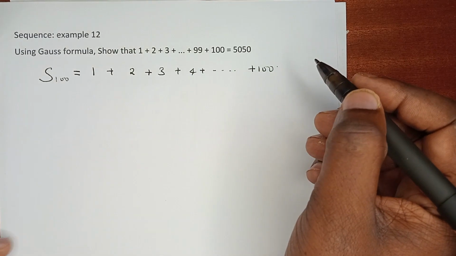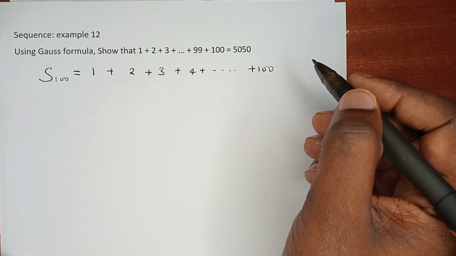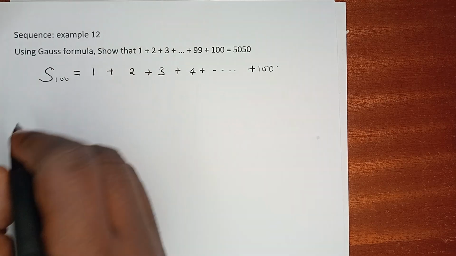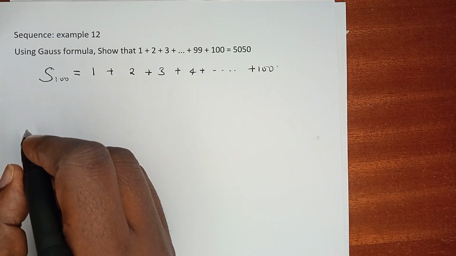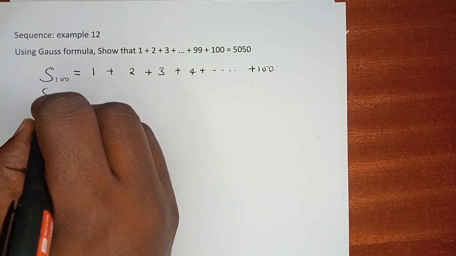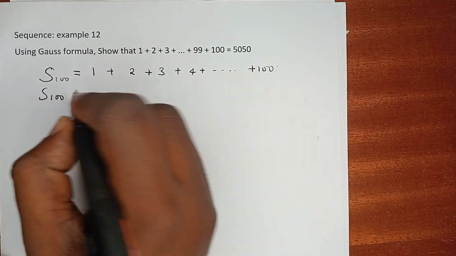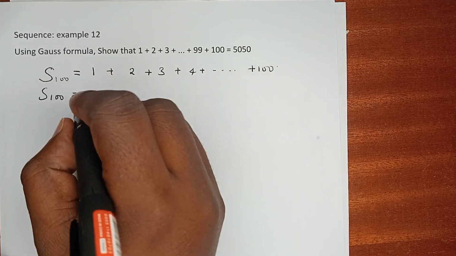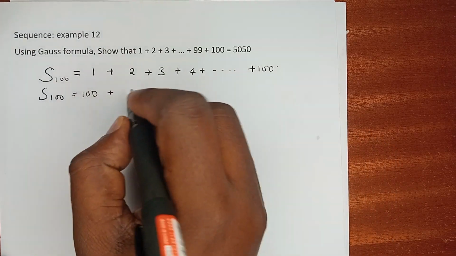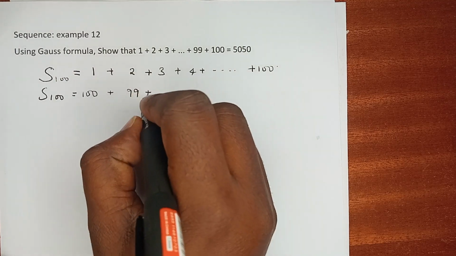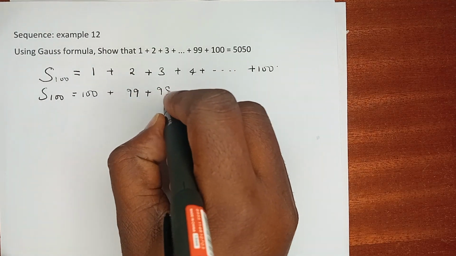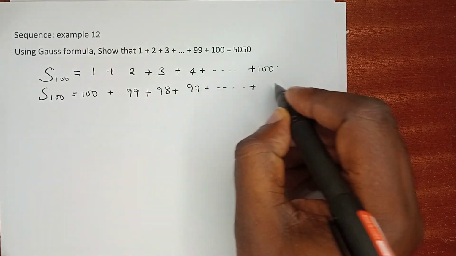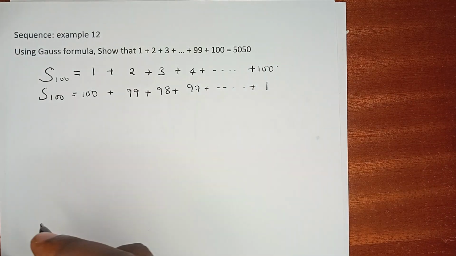And now the other thing is that we should start from behind and get the sum of the same 100 terms from behind, as explained by the Gauss formula. The sum of the same first 100 terms, we start from the last, which is 100, plus the second last, which is 99, plus the third last, which is 98, plus 97, plus all the way until we come to the first.